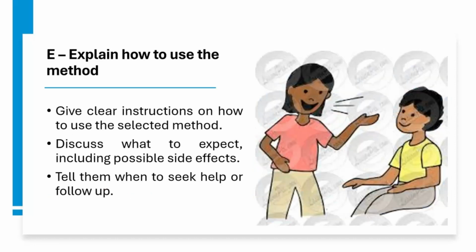Then E stands for explain how to use the method. Here we have to give clear instructions on how to use the selected method and what to expect, what the possible side effects can be, and we have to tell them when to seek help or when to come for follow-up. For example, if a woman has chosen an IUCD, there may be changes in menstrual bleeding, or there may be warning signs that indicate she should again reach out to the healthcare provider. So we have to explain all these things to the female.